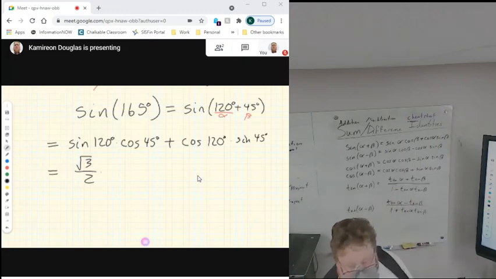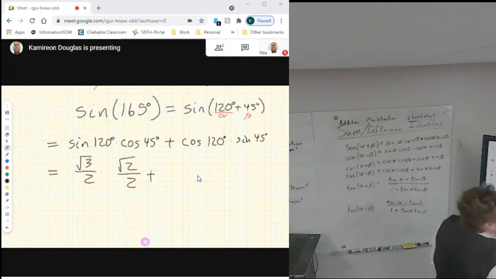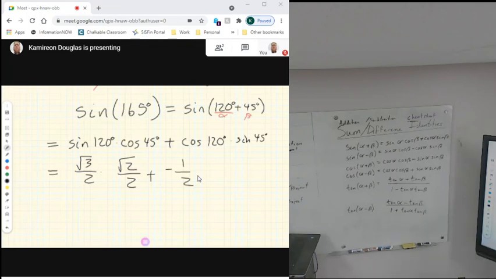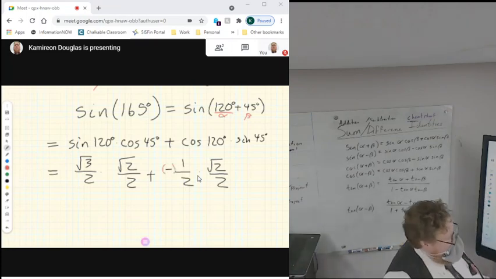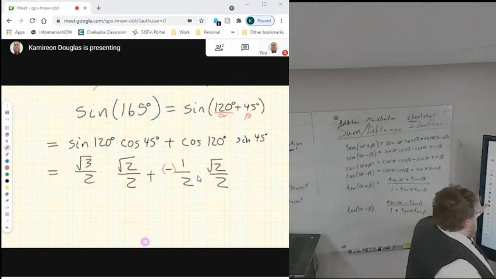Alright, cosine of 45? Square root of 2 over 2. Plus, negative 1/2, square root of 2 over 2. Did you see that? So what's important here is this is a negative being applied to the 1/2. So what it's going to do is turn this plus in between them into a minus in between them. Alright, let's simplify algebraically.